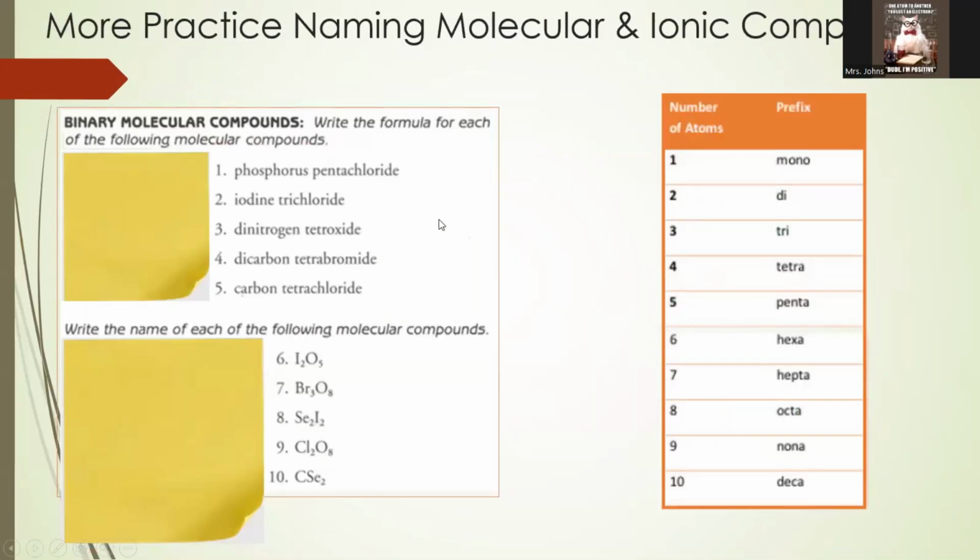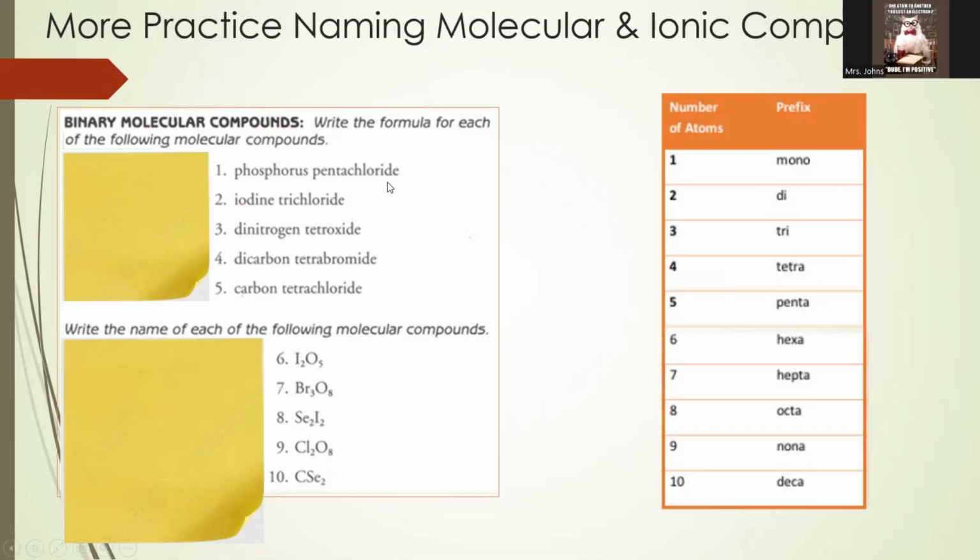Okay, so let's review naming both kinds. We've got our molecular compounds on this page, and then we'll talk about practice naming ionic compounds on the next page. So remember, we have to use the prefixes when we're naming the covalent compounds, the molecular ones. And these are all non-metals. So that's how we can identify that these are the molecular compounds.